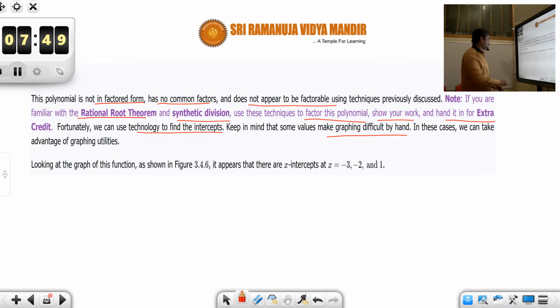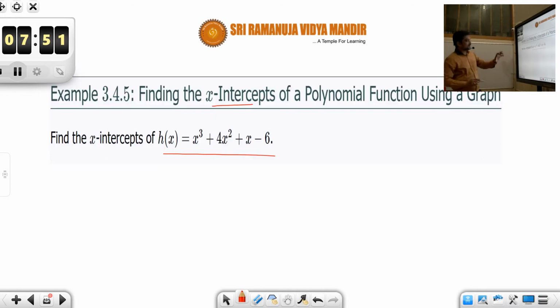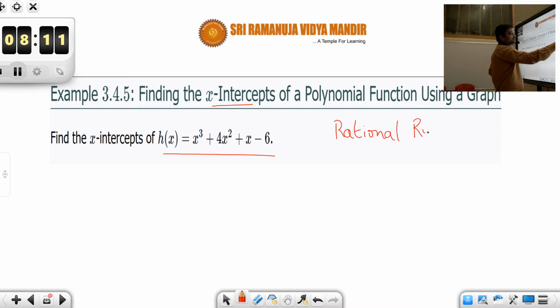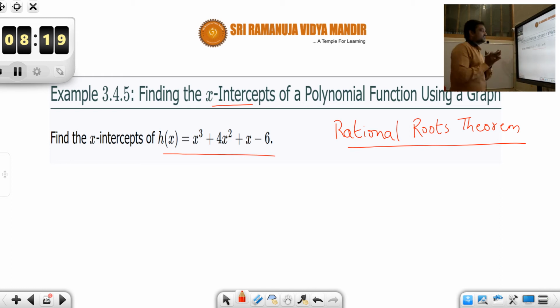So here, look at this example. By looking at this example, it is difficult to factorize because you can't see anything in common. At the same time, we haven't discussed one method which is called the rational roots theorem. See, what does it mean? I haven't discussed it with you, but let me tell you roughly.